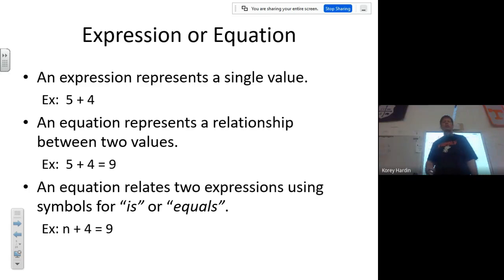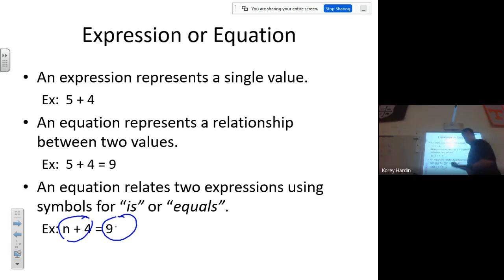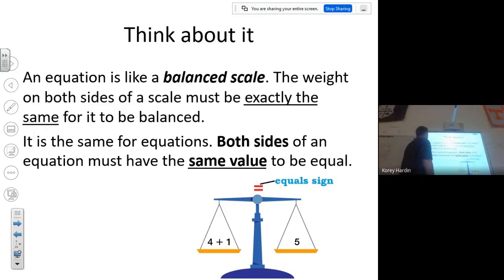Lastly, an equation relates two expressions using symbols. Oh, so look at that. With an equation, we actually have two expressions, okay? And when you write down the example on that, we've got an expression on the left, and sometimes we have an expression on the right, okay? So an equation relates two expressions using symbols for is or equals. So once again, the main point being, in equations, you have equal signs. All right, pause the video, write that down if you have not, but we'll move on, okay?